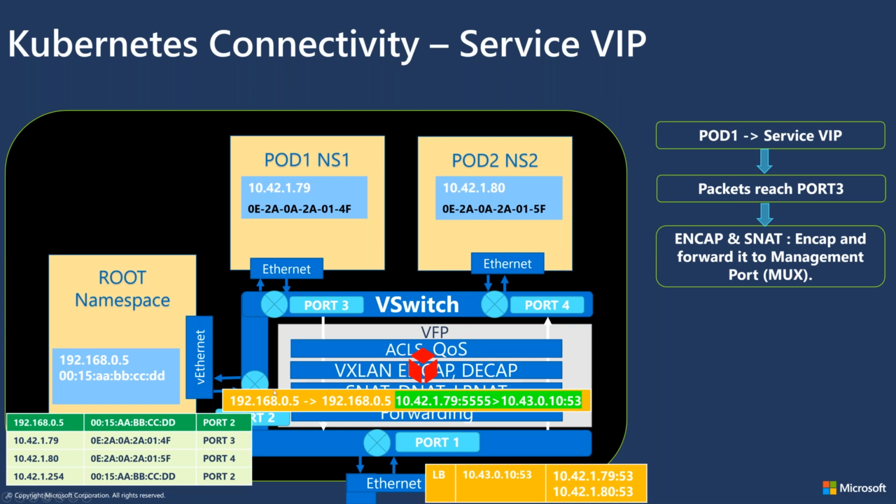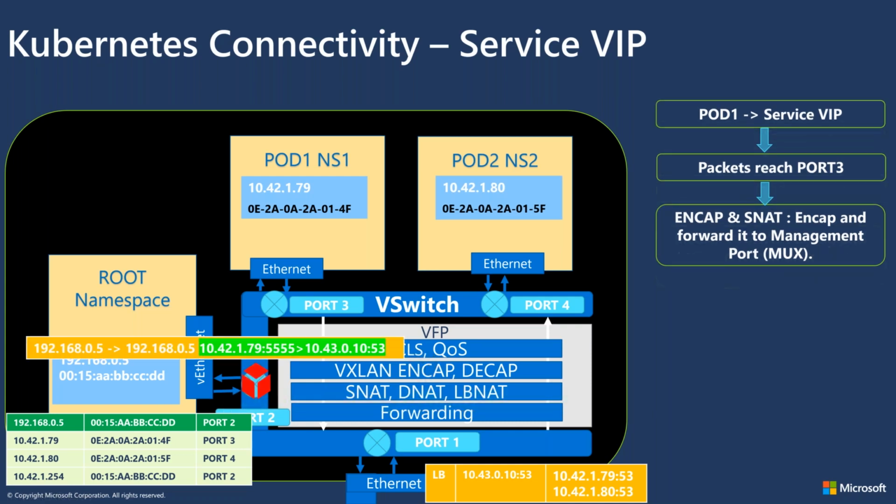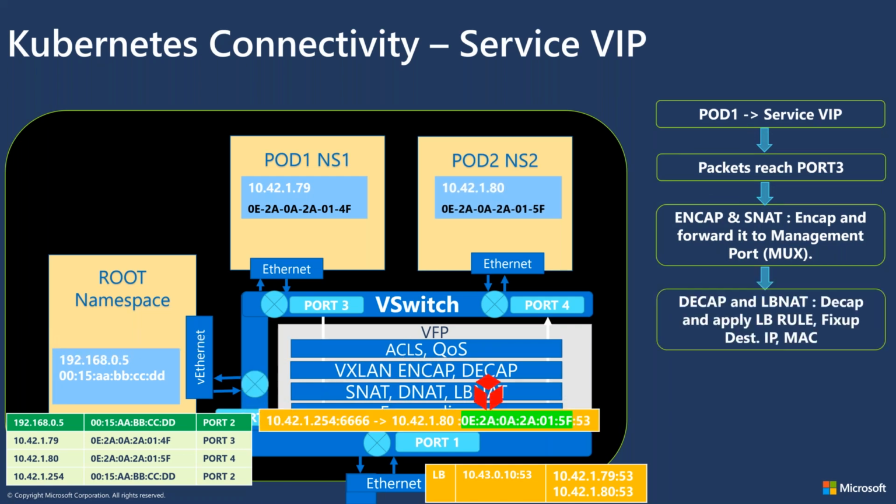So basically the packet reaches the management NIC. Once it reaches the management NIC, the packet will be hairpinned and an LB-NAT rule will be applied. The LB-NAT rule is basically selecting a specific DIP. So here we have selected the pod 80, and we also have fixed up the MAC for that pod 80.